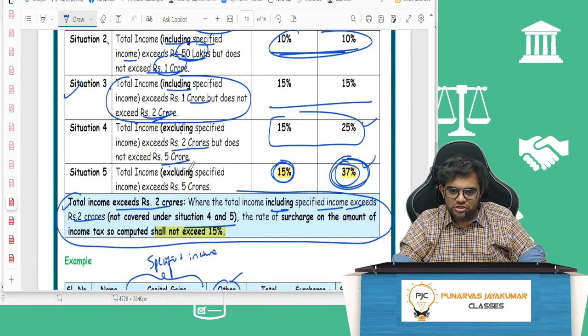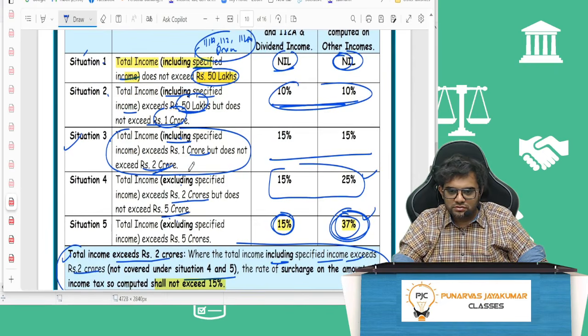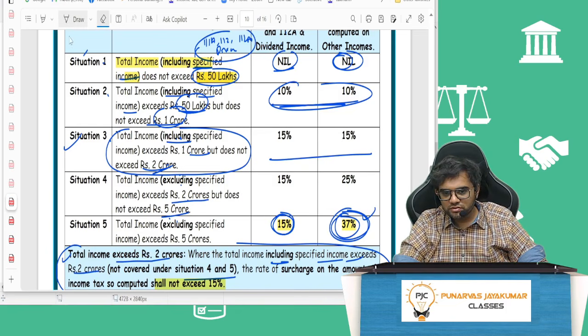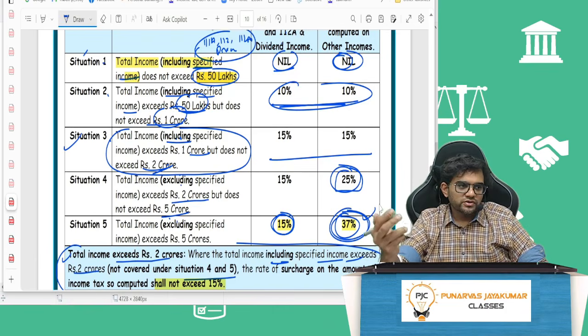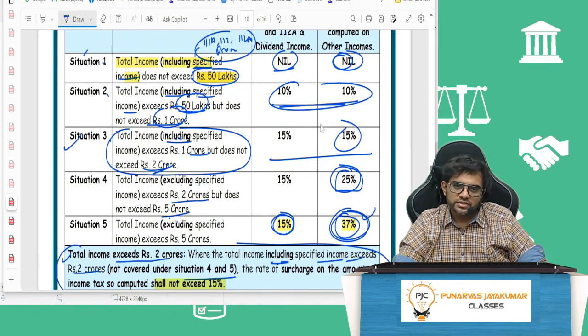What is the surcharge? Above 2 crores up to 5 crore, 25%. This income is not there, so this is 25%. But if I was only earning 2 crore, you would have paid 15%. That's the thing here. Let's see.